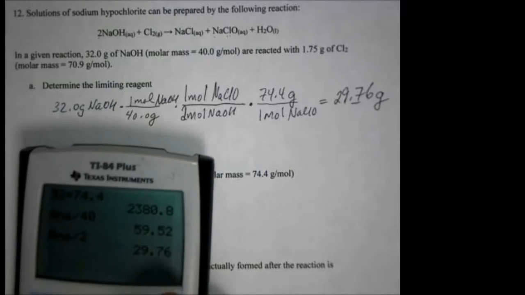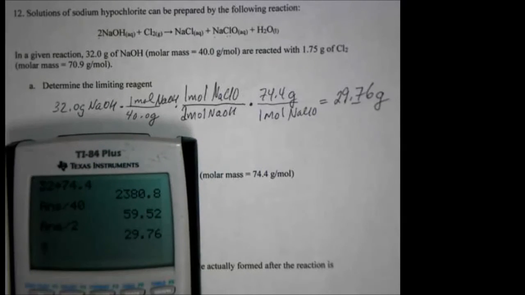And just to show you the calculator, what I did was I took 32 times 74.4, which was what was on top, and then I hit the divide button for the 40, and then I hit the divide button for the 2, and that's what gets me the right answer.